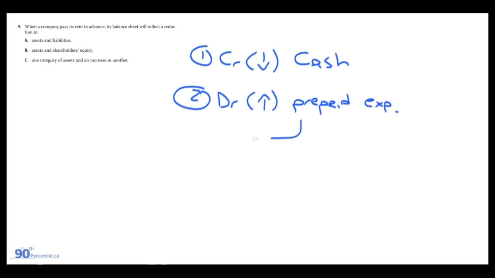And this account here is an asset, right? Because we're prepaying for rent, which is going to give us some future economic benefit. So these two net out, and then the balance sheet ends up balancing. So to come back to the question, we'll have a reduction in one category of assets, yes, which is cash, and an increase in another, yes, which is the prepaids. So the answer is C.